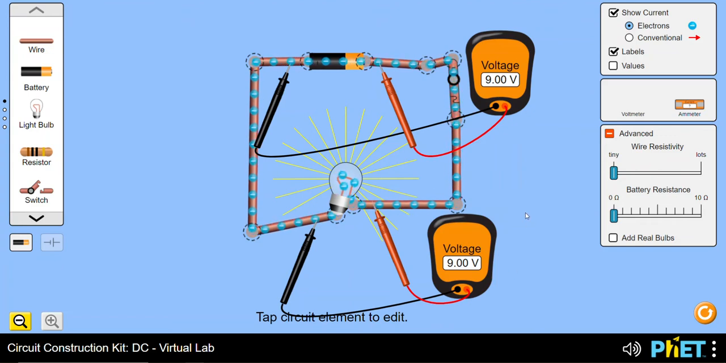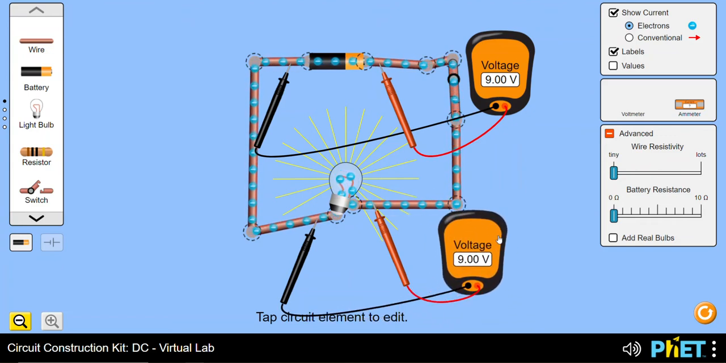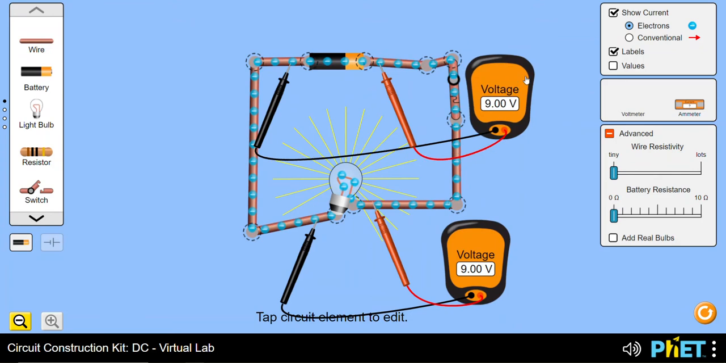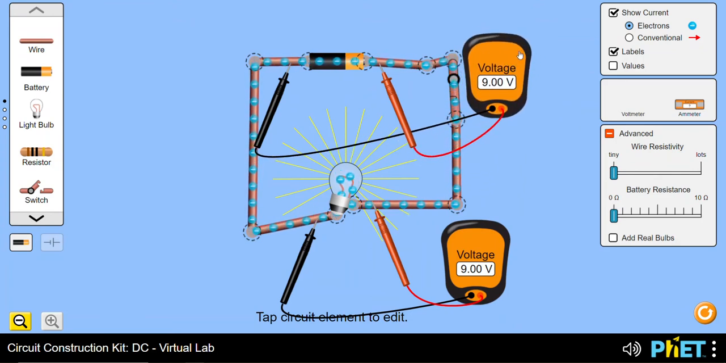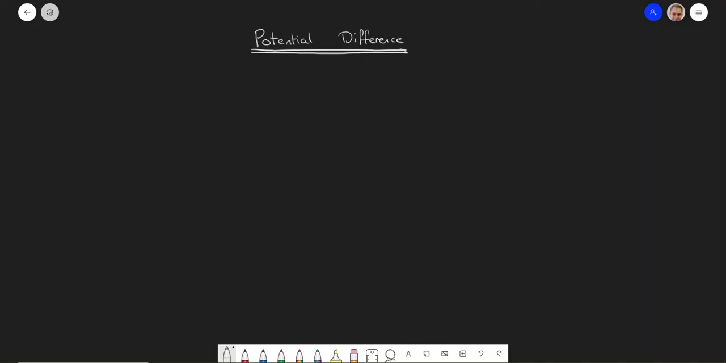Okay, so when we measure around a component, we're going to call it the potential difference. When we measure around a battery or a power supply, we're going to call it the electromotive force. That allows us to work out whether work is being done to the charges or by the charges. So let's have a little definition of that.